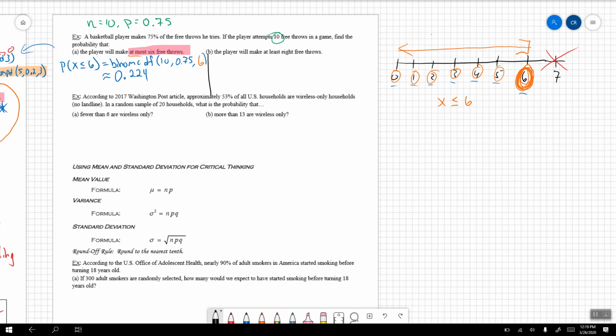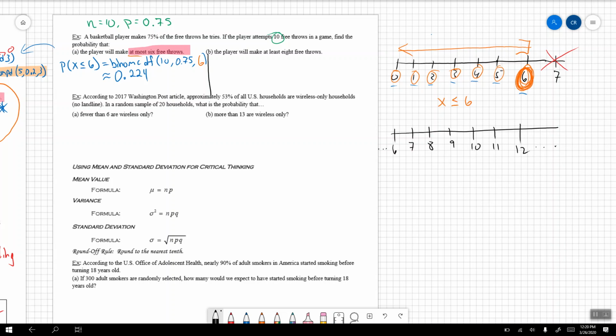Part B, we want to find the probability that the player will make at least 8 free throws. So at least 8. So again, I'm going to go through and draw my diagram again. So at least 8 free throws. That means at the very minimum, 8 free throws were made. So let's see. 8 free throws. Could he make 9? Could he make 10? Could he make 11? 12? So on and so forth? Sure. To the left, we have 7, 6, so on and so forth. All right, so we can keep going.